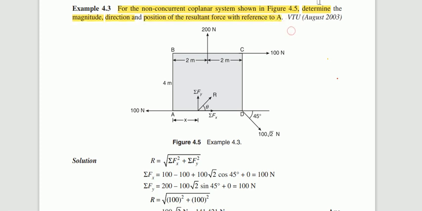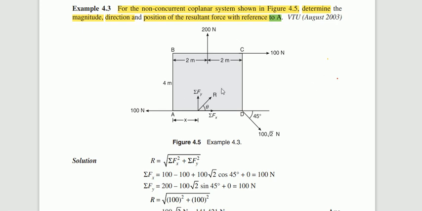This is very important here, with respect to which point you need to calculate, because as I told you, moment is different at different points. Here it is with respect to point A, and with respect to point B it is different. With respect to point C, again it is different, because moment is different at different points. Here we need to find the magnitude, direction and position with respect to point A.